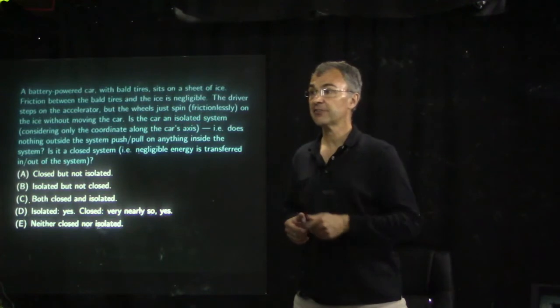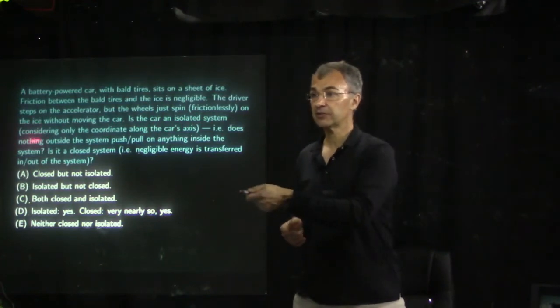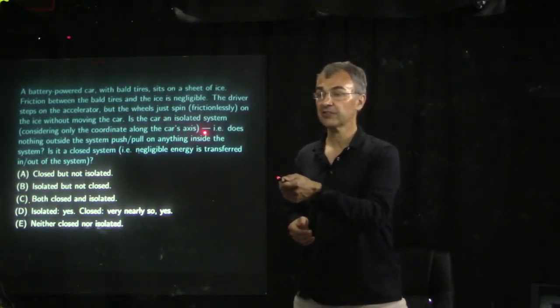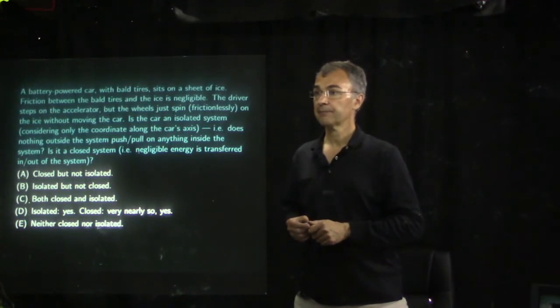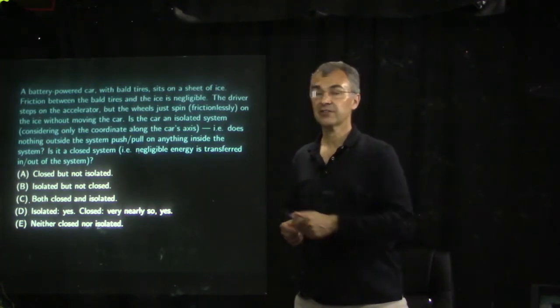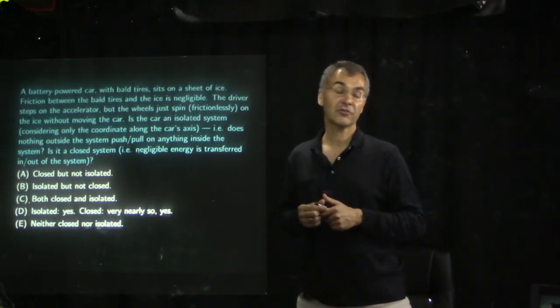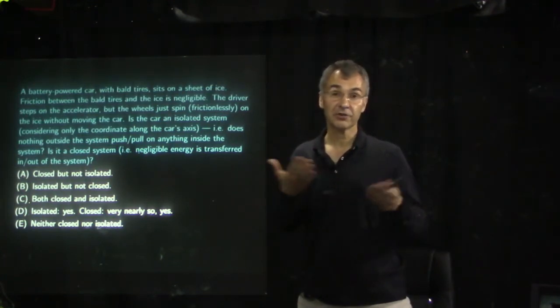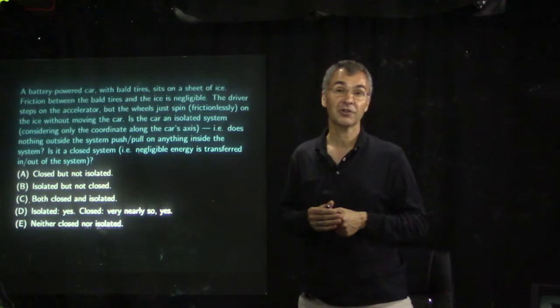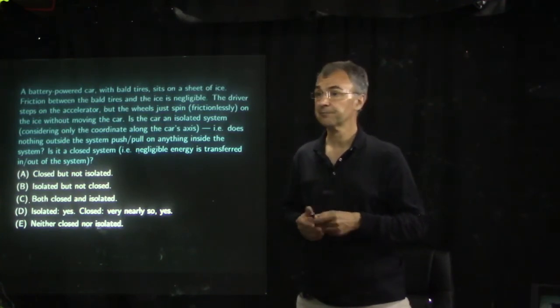Is the car an isolated system? And again, we're considering only the coordinate along the car's axis. In other words, does nothing outside the system push or pull on anything inside the system? Well, if the system is the car, I would say that system is isolated because there are no external influences pushing or pulling, and therefore we expect the momentum of the car to be constant.